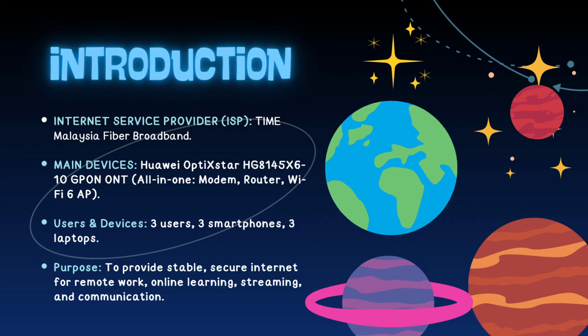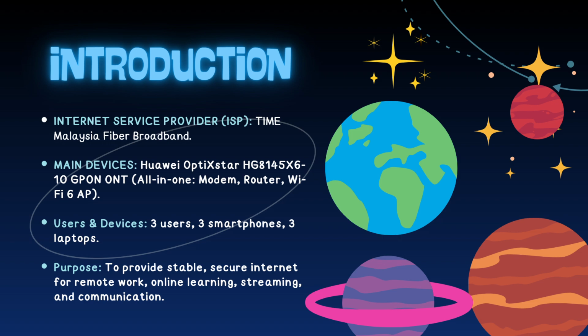So, for the introduction, the home network under study utilizes Time Malaysia's fiber broadband internet services. The core networking device is the Huawei OptiX Stars, which is a GPON optical network terminal. This is an all-in-one device that combines several functions into a single unit. It acts as a modem to connect to the internet service provider, a router to direct traffic within the home, and a Wi-Fi 6 access point to provide wireless connectivity.